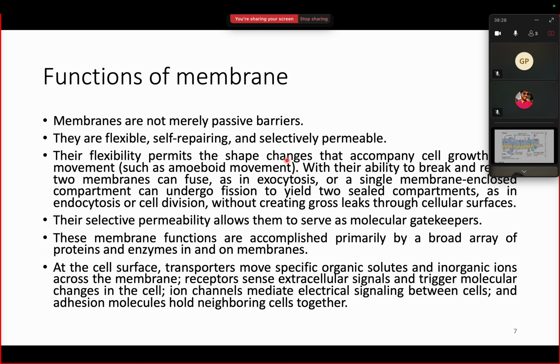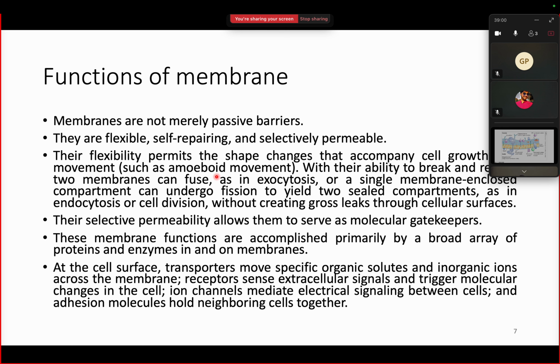Okay, so their flexibility permits the shape changes that accompany cell growth and movement, such as amoeboid movement. With their ability to break, two membranes can fuse, as in exocytosis, or a single membrane-enclosed compartment can undergo fission to yield two sealed compartments, as in endocytosis or cell division, without creating gross leaks through cellular surfaces. I hope this is a self-explanatory point.